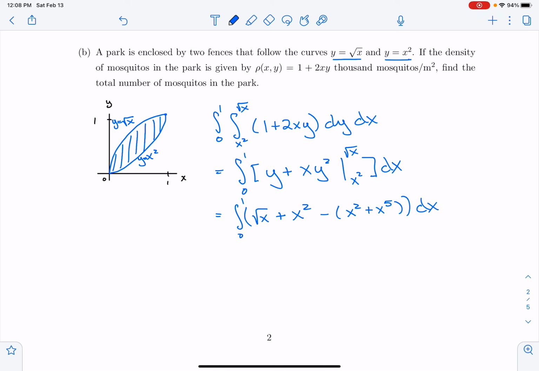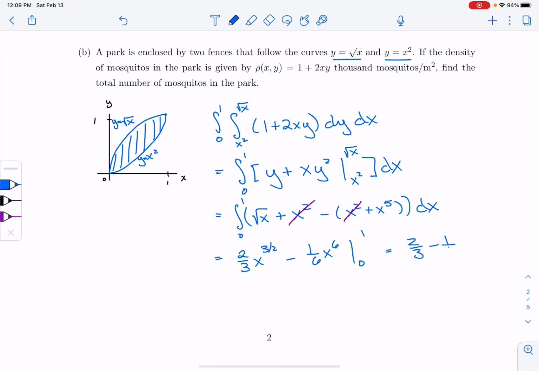I'm going to notice that the x squareds here cancel. It's kind of nice. So I'm going to integrate square root of x. That's going to give me 2/3 x to the 3/2. And then minus, the antiderivative of x to the fifth is 1/6 x to the sixth. Evaluating that between 0 and 1. So this is equal to 2/3 minus 1/6, or 1/2. So we have 1,500 mosquitoes here in this park, if that's the density, or 500 mosquitoes.